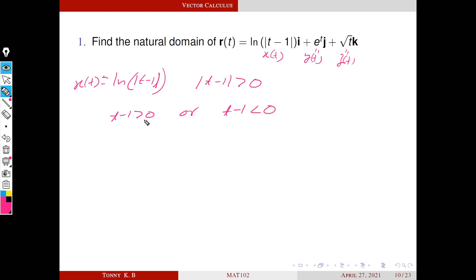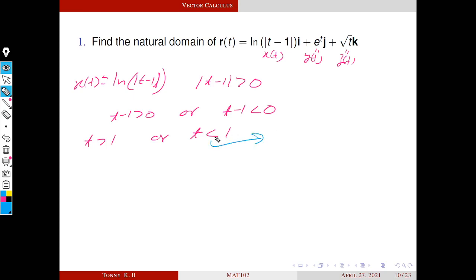Okay, so t minus 1 is greater than 0 means what? T is greater than 1, or this means t is less than 1. Okay, so this is the natural domain of our first function. So t is less than 1 means what? T is less than 1.